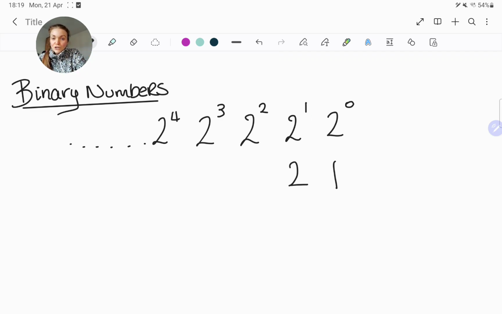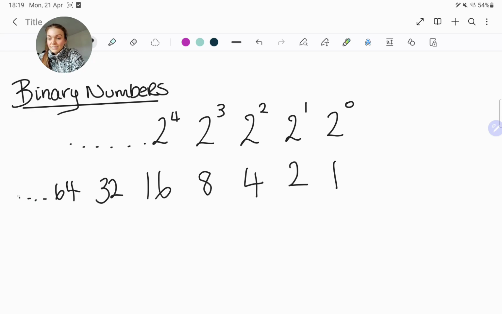2 to the 1 is 2. 2 2s are 4. 2 cubed is 8. 16. The next one will be 32. 64 and so on. So you can see that basically we are doubling. So 1 and 1 is 2, 2 and 2 is 4, 4 and 4 is 8, 8 and 8 is 16, 32, 64 and so on.